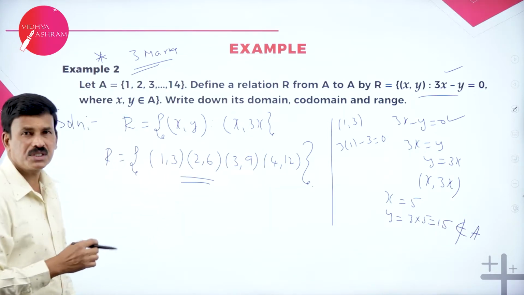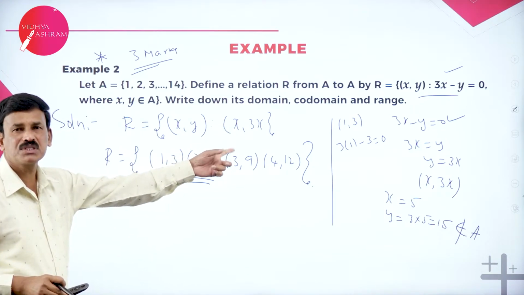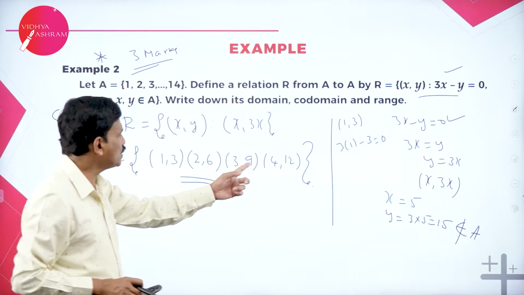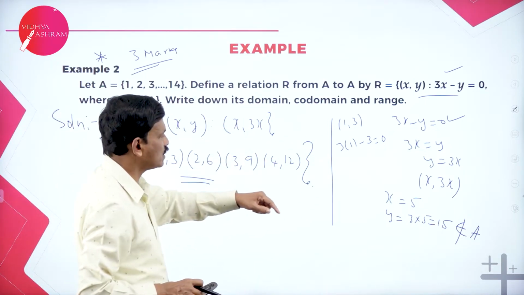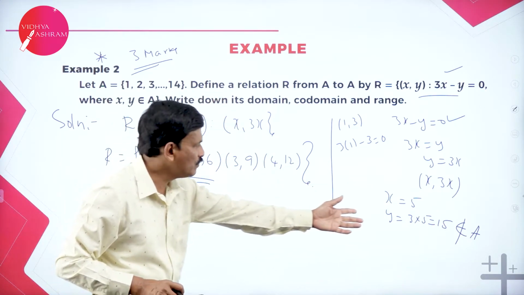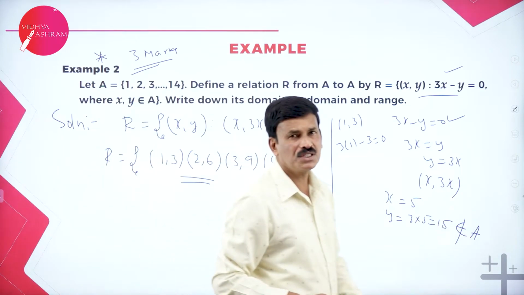So hope you followed this. Very simple: first element is x, second element is 3 times the x. That's all. (1, 3), (2, 6), then (3, 9), (4, 12). If you go to the next element as 5, 5 times 3 is 15, but 15 is not in the set A, therefore we cannot take it. Therefore, these 4 are the elements of the relation R.